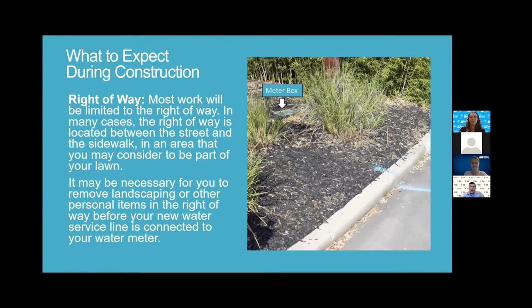Now, most of the work is in the right-of-way, and in many cases, the right-of-way includes not only the street, but the area between the street and the sidewalk, an area that you may consider to be a part of your property because, well, it lies within your lawn. Now, if landscaping is located within this area, it may be necessary to remove it before the new water service can be connected to the water meter. Now, we can work with you by notifying you when we plan to be in the area if you wish to relocate your landscaping before we get in there. Next slide.